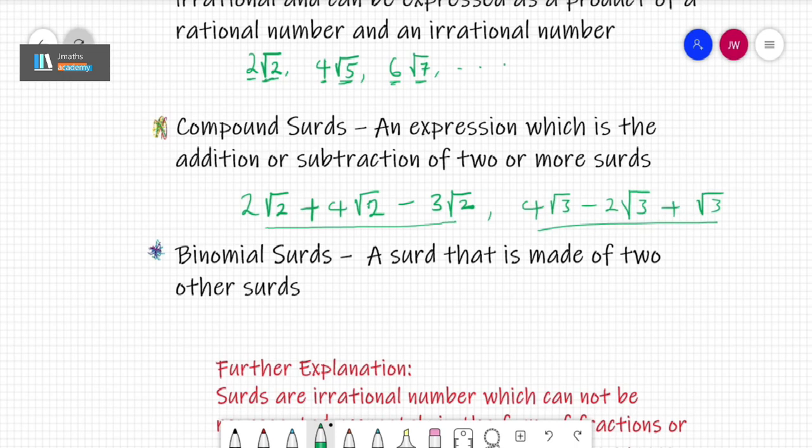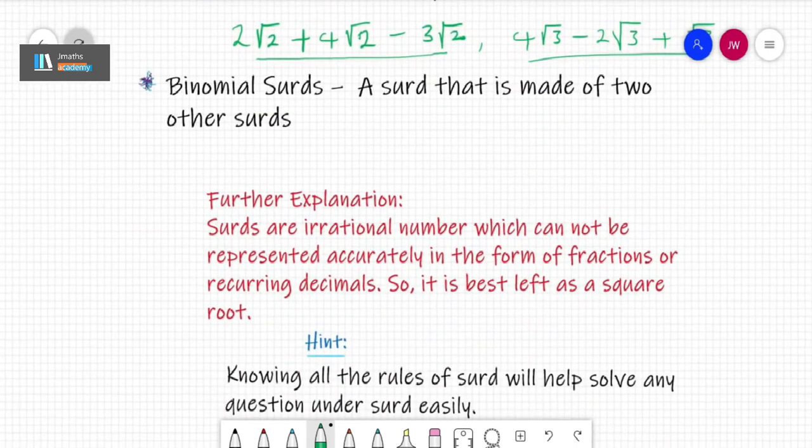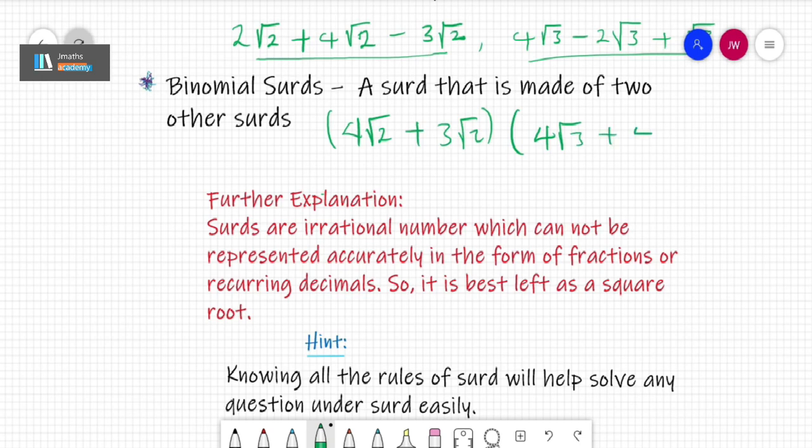A compound surd. Okay, then lastly we have a binomial surd, and it says that a surd that is made up of two other surds is known as a binomial surd. What if you have two surds multiplying two other surds? If you have two surds multiplying two other surds, then it is called a binomial surd.